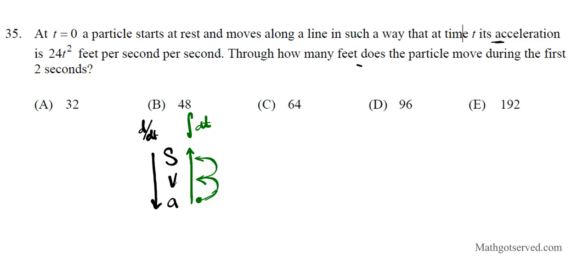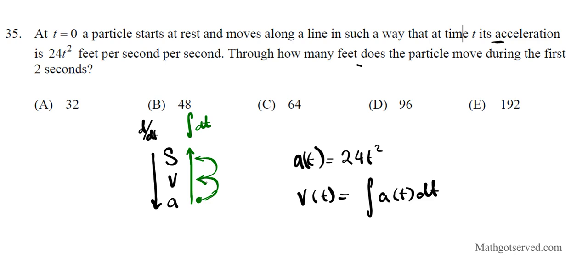First thing I need to do is find the velocity function first. So what's the relationship? If a of t is equal to 24t squared, then v of t is simply going to be the integral of the acceleration function. Let me write that down first, okay? So that's the first step I was talking about. Going from acceleration to velocity, we have to integrate first. Okay, take one step of integration.